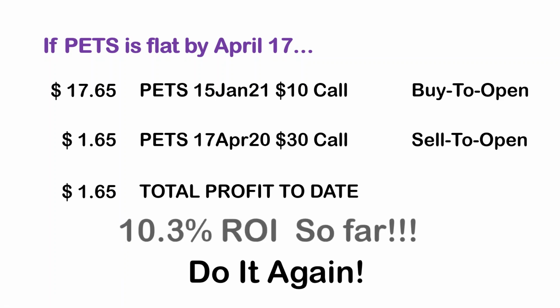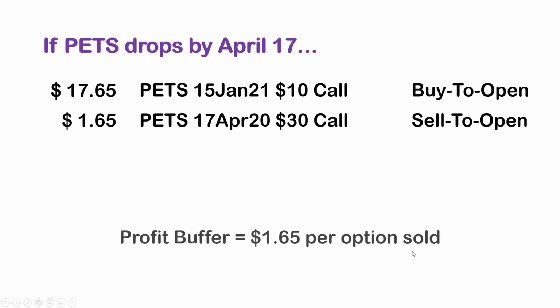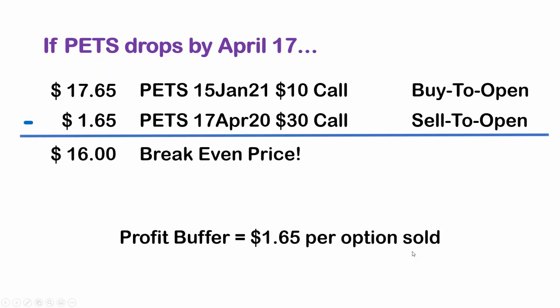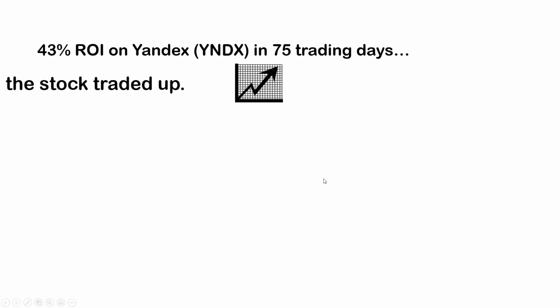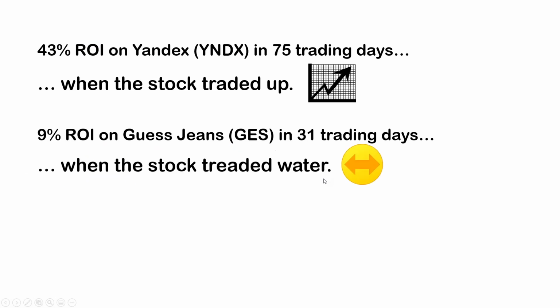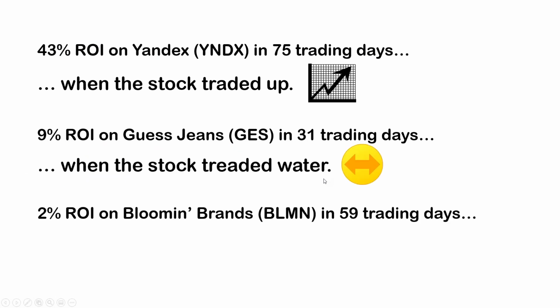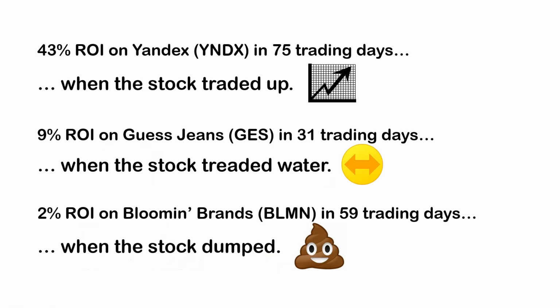As I told you, my traders tend to go about 5 cycles before the trade ends. What if it drops? I've got that built-in profit buffer of $1.65. It can drop all the way to $16 and I'm fine. Some more gains. These are some of our symbols where we've got that leveraging. 43% on Yandex, 9% on Guess, 2% on Bloomin' Brands.